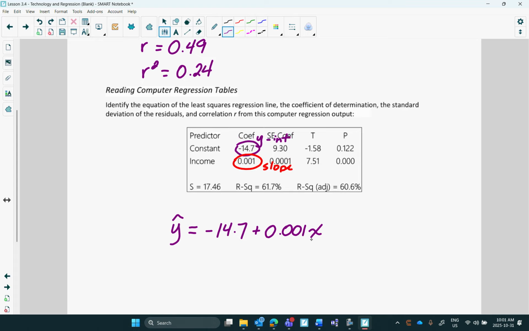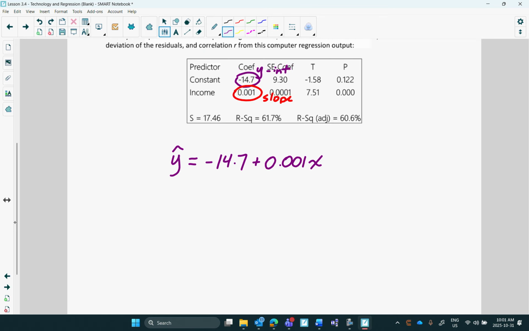We can also get other measures. Here, obviously, is little s, the standard deviation of the residuals. Here is R squared.